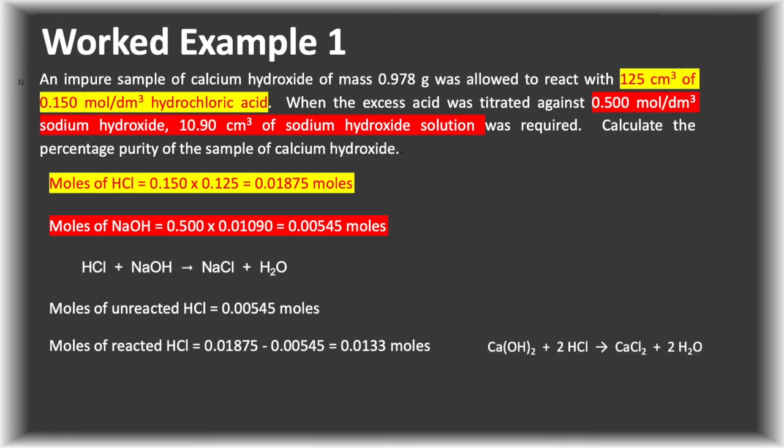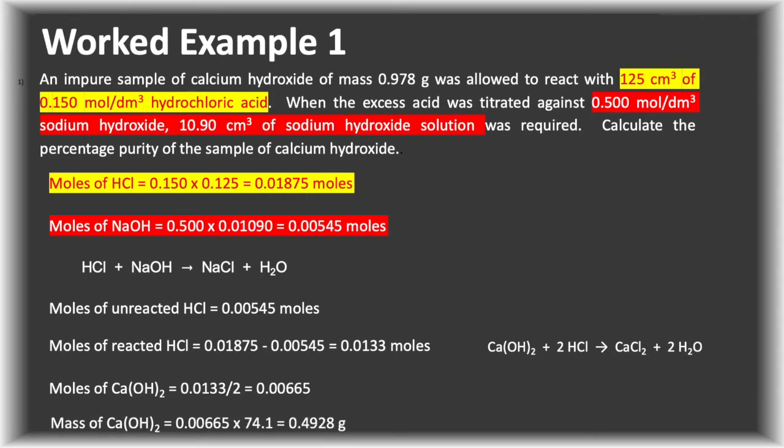Let's have a look at that equation, and we can see for every 2 moles of HCl we just need 1 mole of calcium hydroxide. So moles of calcium hydroxide is going to be 0.0133 divided by 2, and then it's quite a simple process to find the mass by multiplying by the molar mass of calcium hydroxide to give me 0.4928 grams. And finally, percentage purity is going to be 50.4%, and that's just going to be how much calcium hydroxide I had divided by the total mass of the sample times 100.